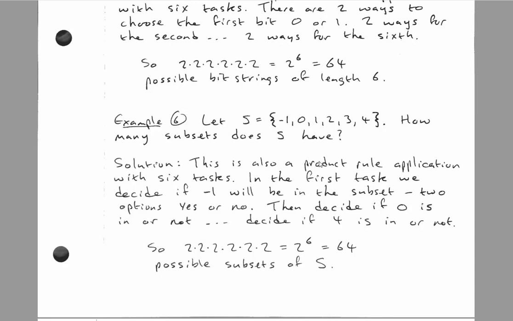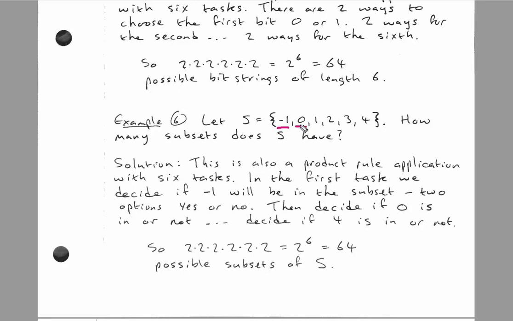So this is the product rule again. What are the tasks? Well, the first job is to decide: do we want to include this first element in our subset? Yes, we include it, or no, we don't include it. So 2 options.